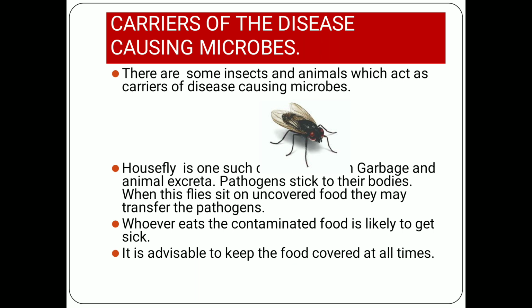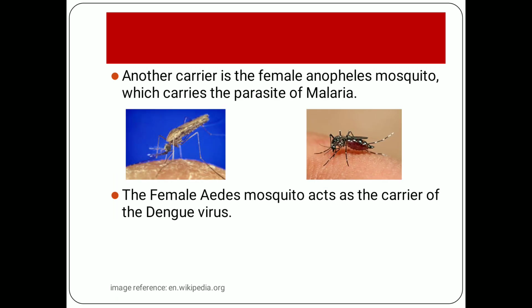Carriers of disease-causing microbes. There are many insects and animals which act as carriers of disease. Housefly is one such example. It carries many diseases. It sits on garbage and animal excreta. Pathogens stick to its body, and when the fly sits on uncovered food, it may transfer the pathogens. Whoever eats the contaminated food falls sick. So it is advisable to keep the food covered at all times.